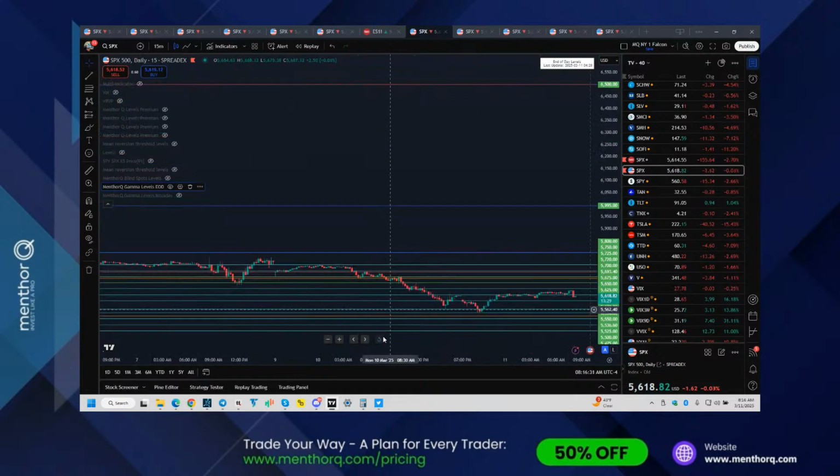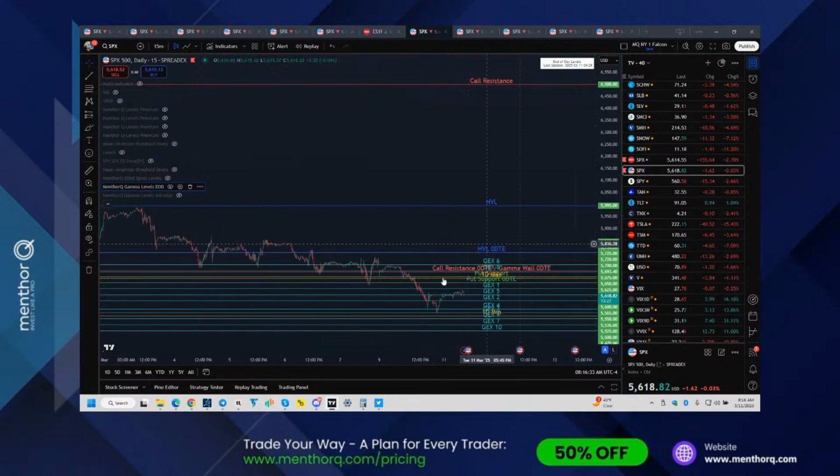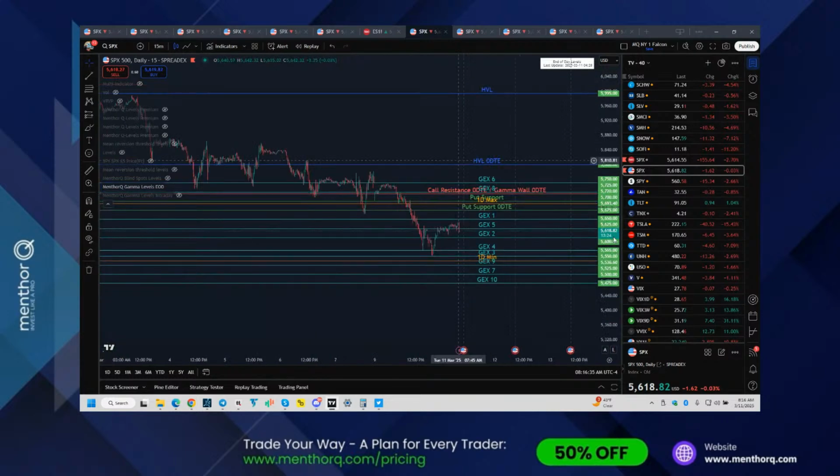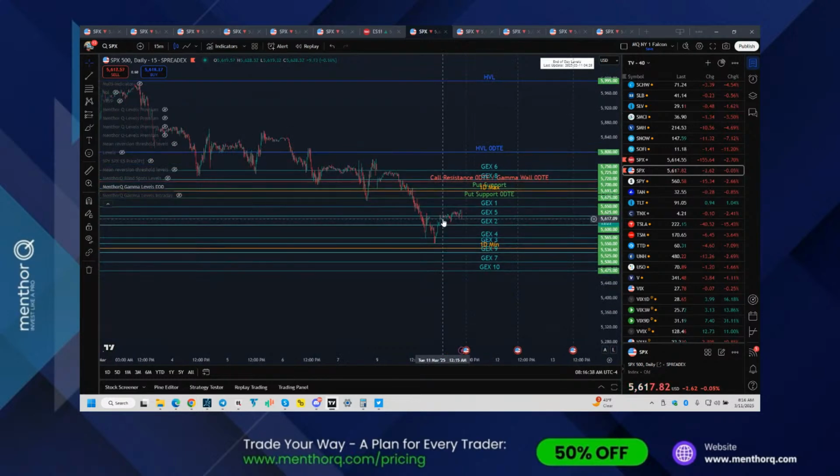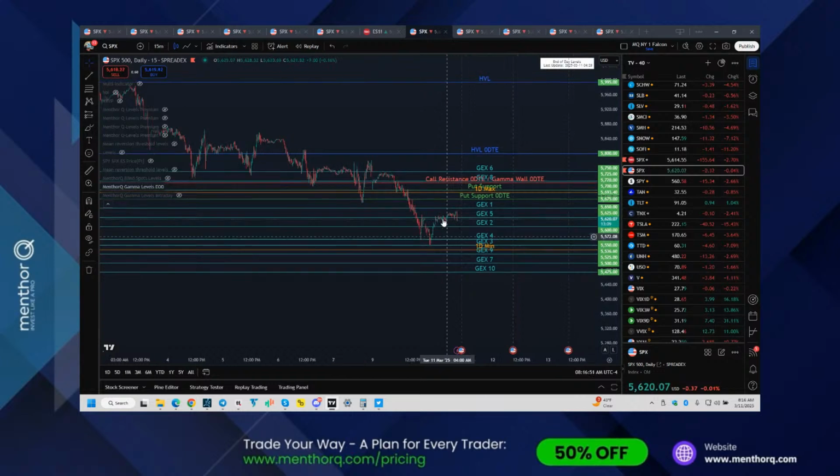Okay, let me finish with today's path. Now, 5,550 is a significant number, round number, and below that 5,565. Should we break it, I would look for a magnetic move back to it versus continuation down.